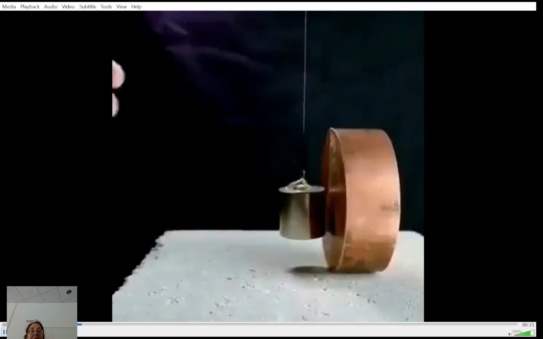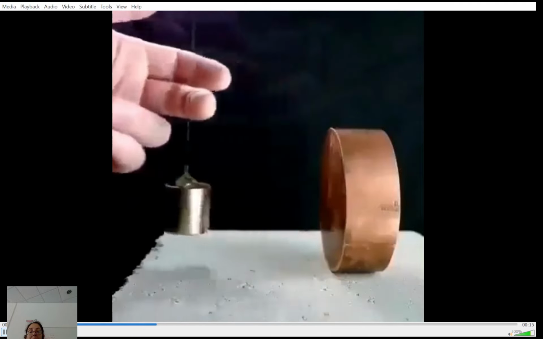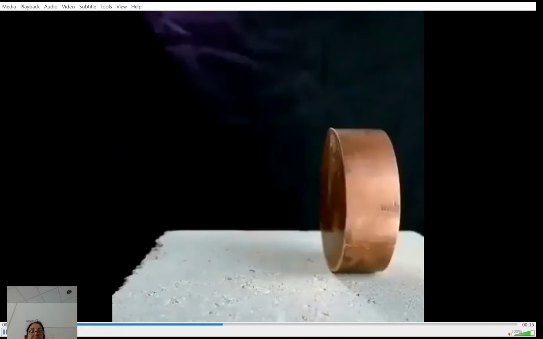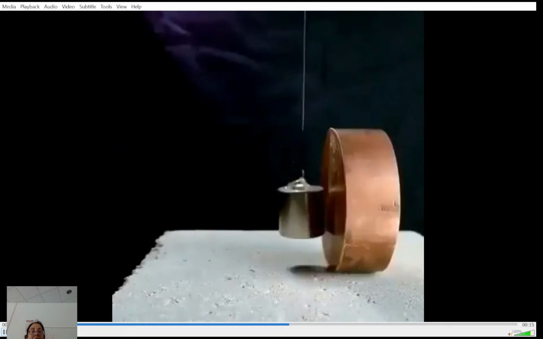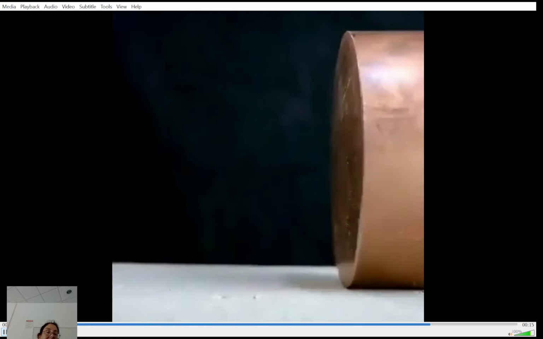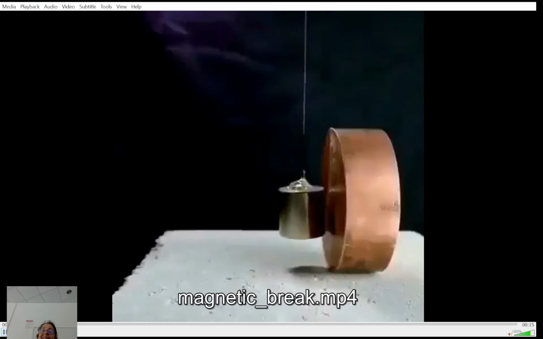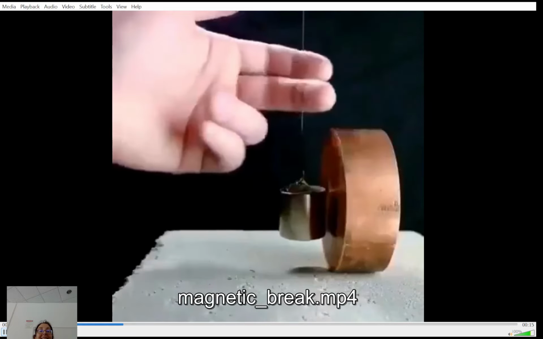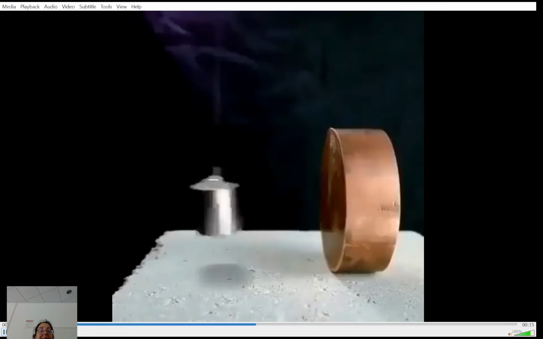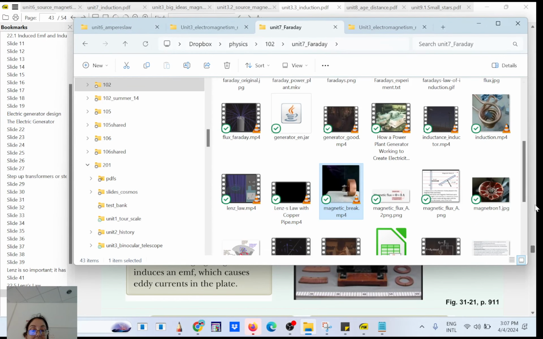Ready? Look, poof. Do you see how it's braking? Poof. It's very weird. Look closely. It doesn't get to touch it. Do you see that? Isn't that weird? Right? That's a magnetic brake. Poof. Let's see. I have another video.